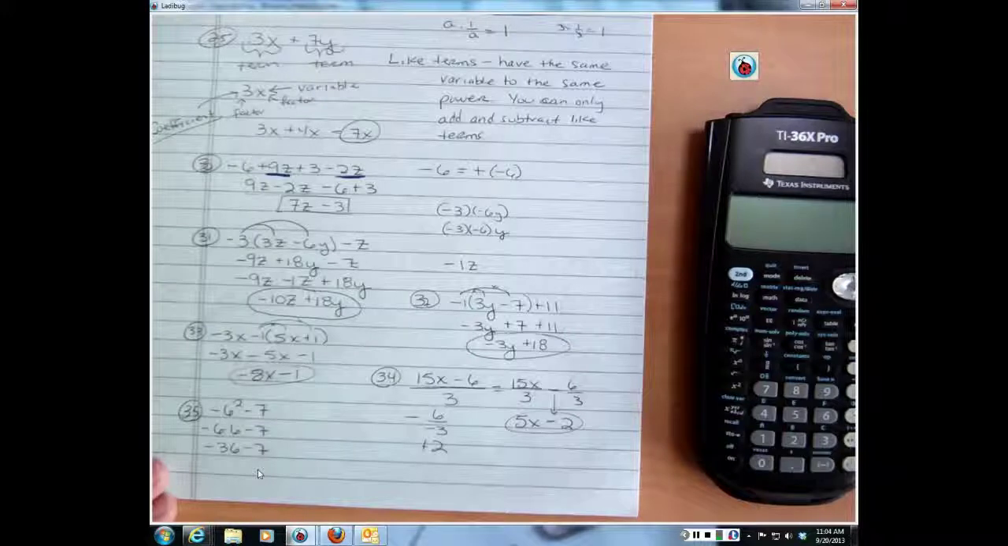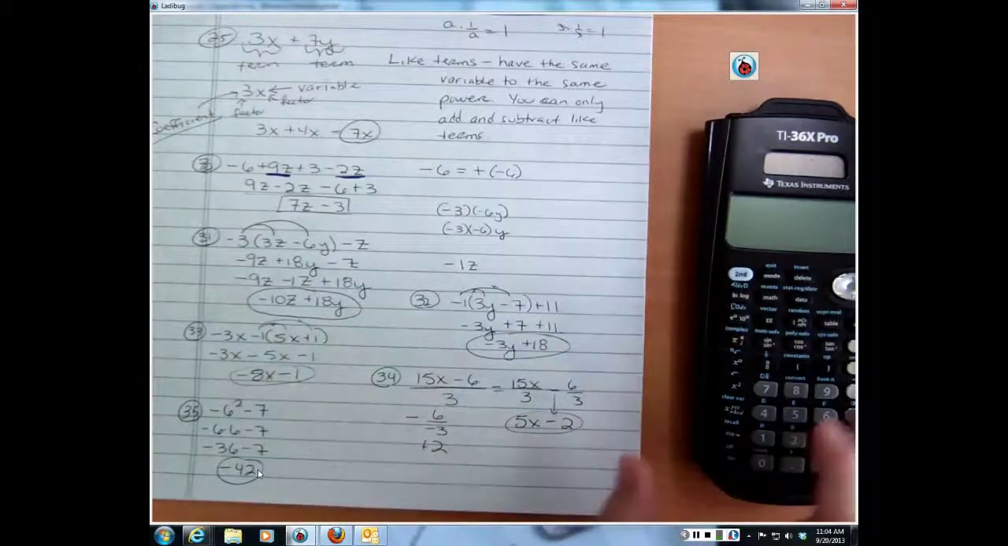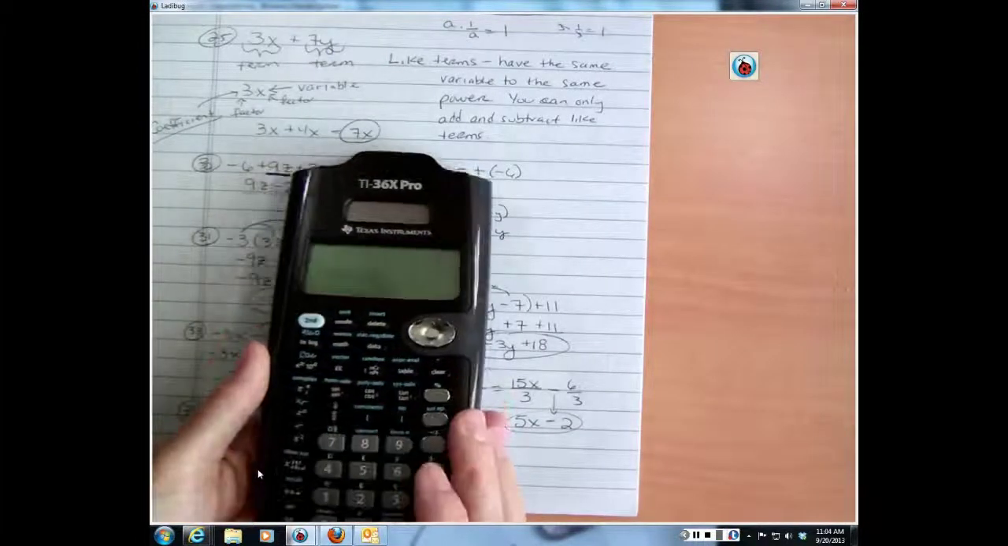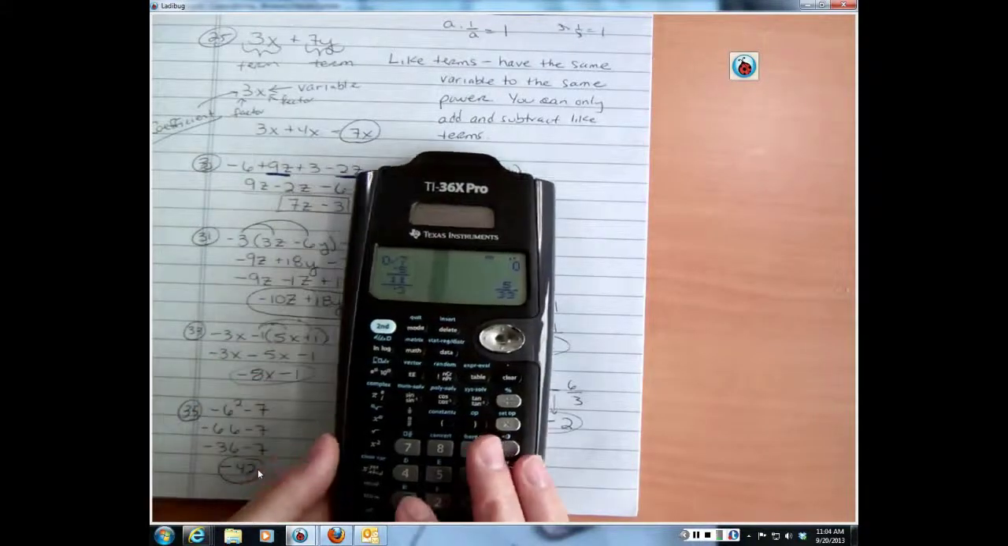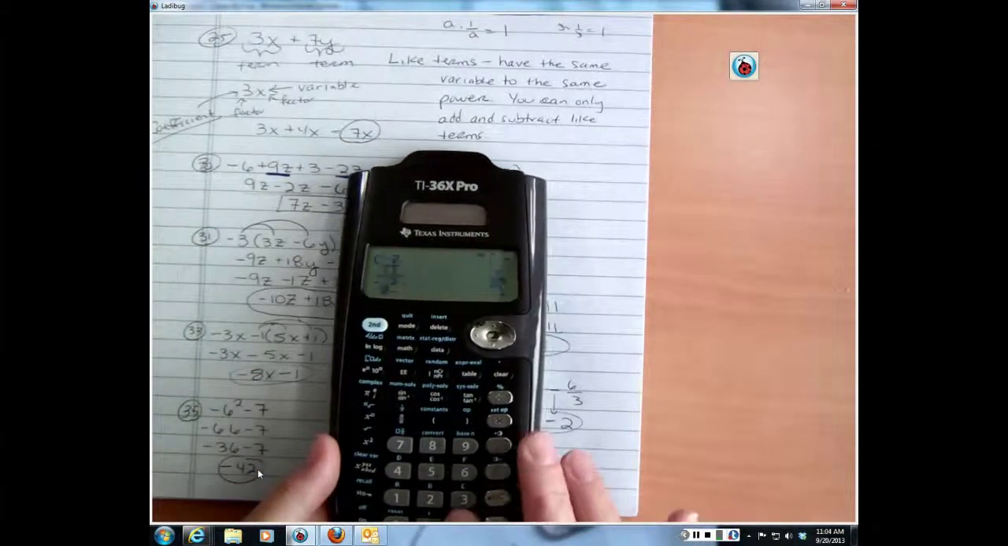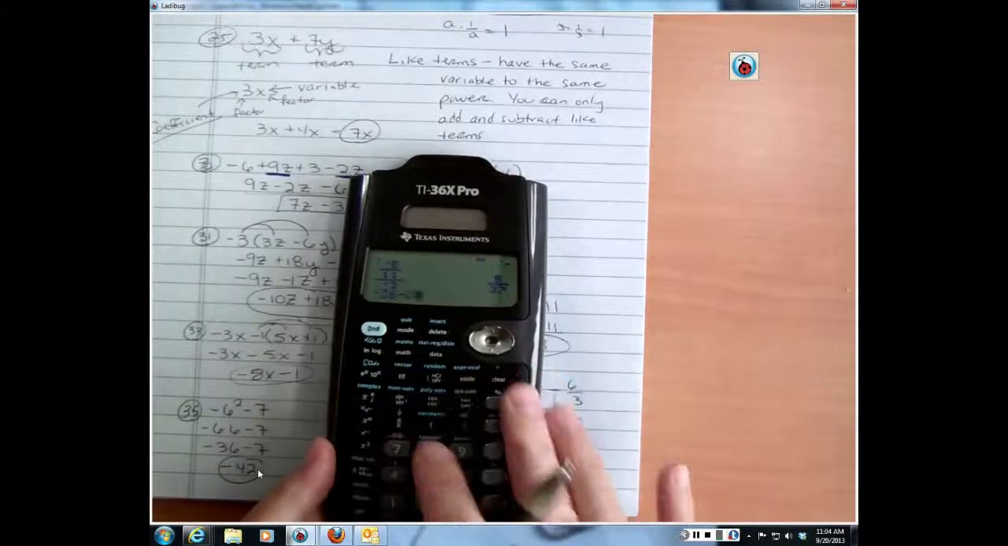Well, in this case, I have all negatives. There's no positives. I'm getting more negatives, so I'm going to have just a bigger negative number. How many negatives do I have altogether? Well, 36 and 7 is going to be 42, so I've got negative 42 altogether. And if you don't know that, put it into your calculator. I haven't used a calculator for a little while here, so I'll do it. Negative 36 minus 7 is negative 43.